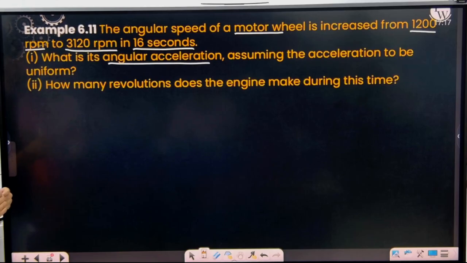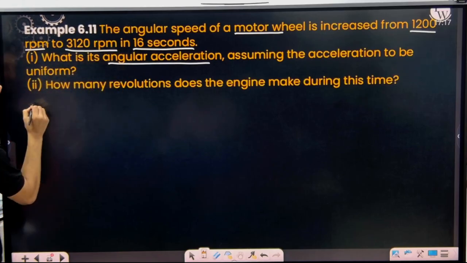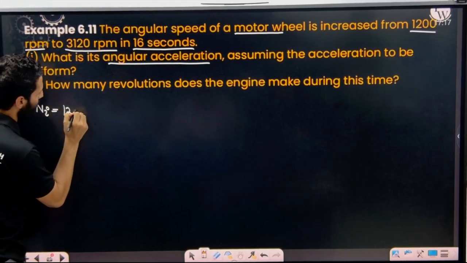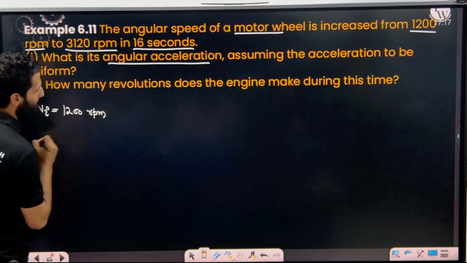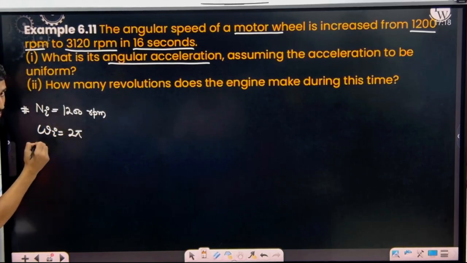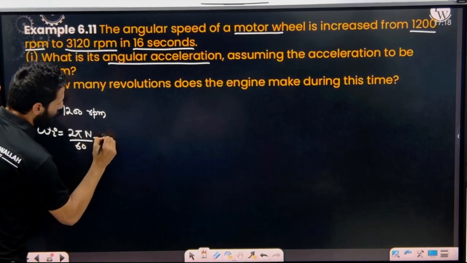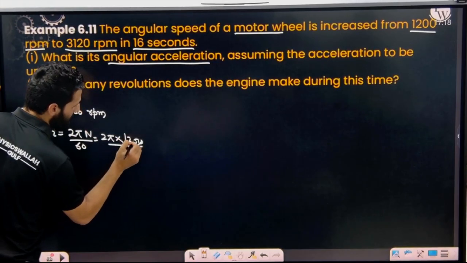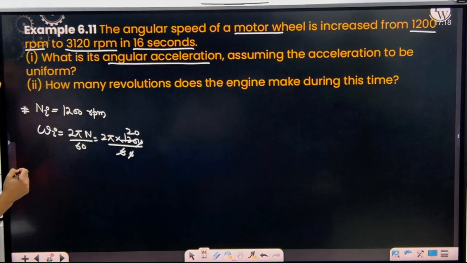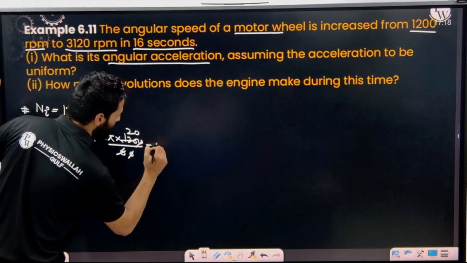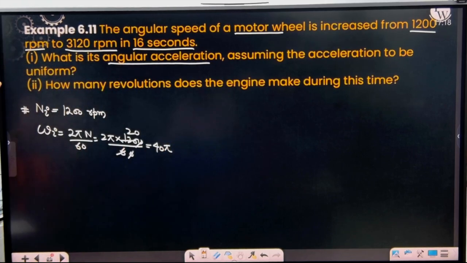Let me break it down for you. We know N1, basically the initial RPM. What is the initial RPM? 1200 RPM. What is the initial angular velocity? 2 pi N by 60. So 2 pi into 1200 divided by 60. 6 2s are 12, so it is 40 pi. Is it 40 pi? Yes. So the initial angular velocity is 40 pi.